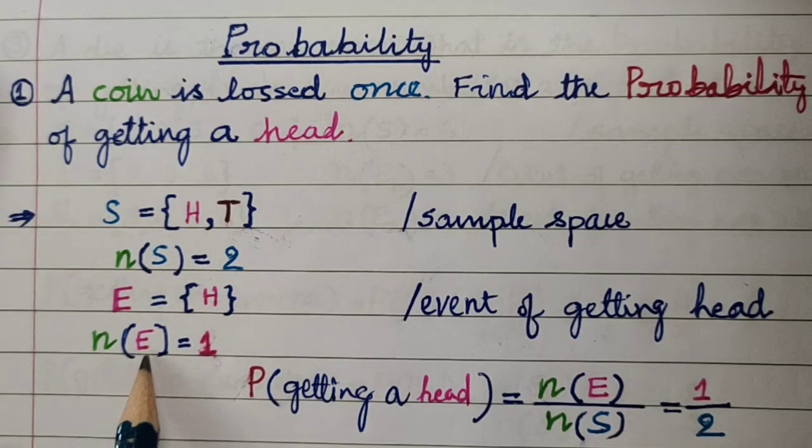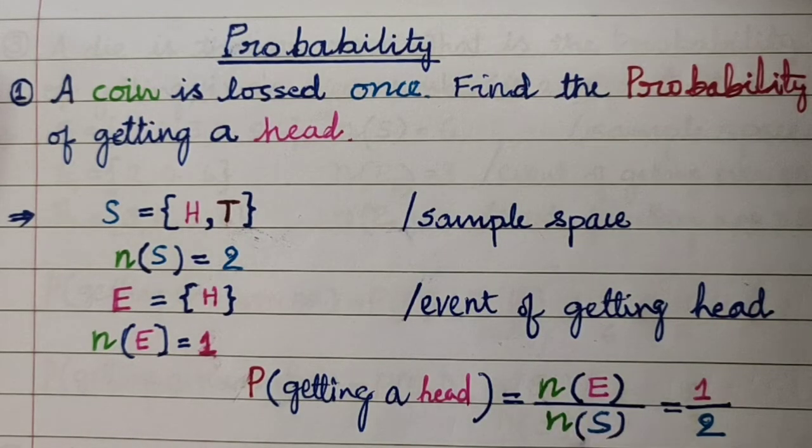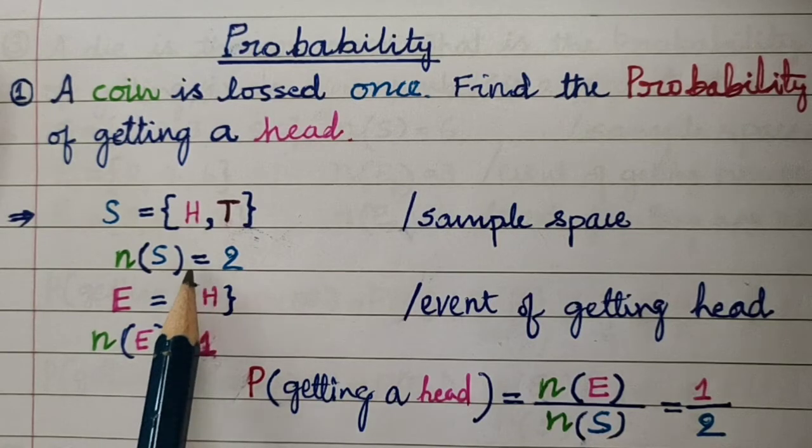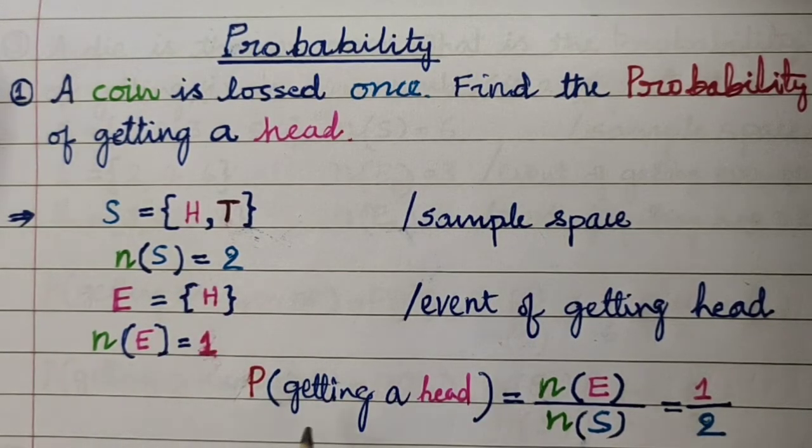E is the event of getting head. The number of chances in one toss of getting head is 1. So the probability of getting head is equal to N of E divided by N of S. N of E is 1, N of S is 2. Therefore, the probability of getting head is 1 by 2.